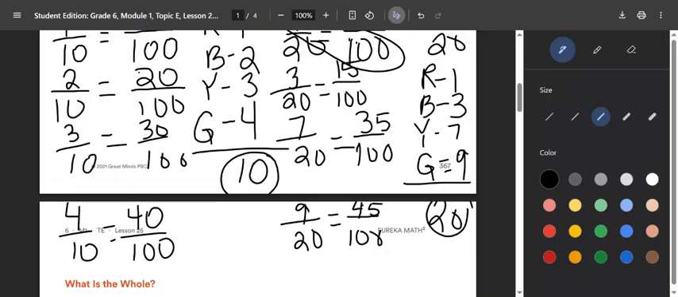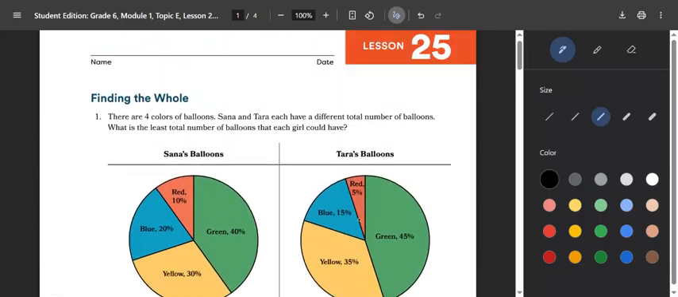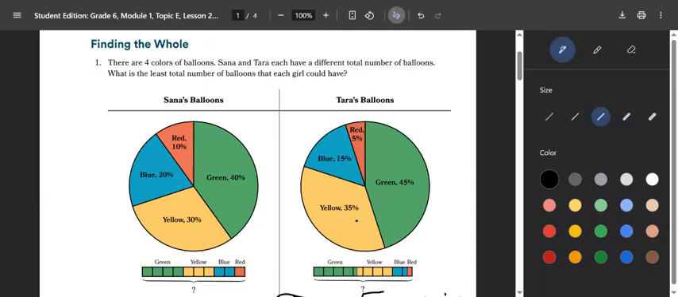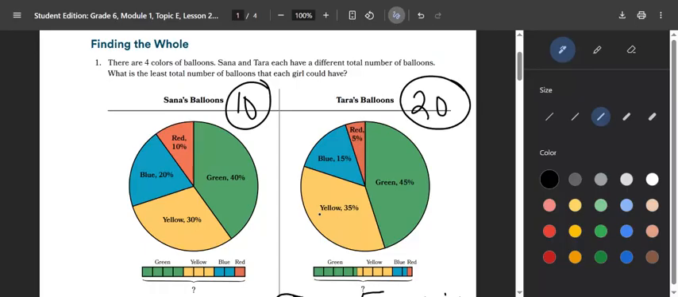Out of 100, which is 45%. So that is correct. So the most amount of balloons that Sana can have is, the least amount of balloons that Sana can have is 10, and the least amount of balloons that Tara can have is 20.